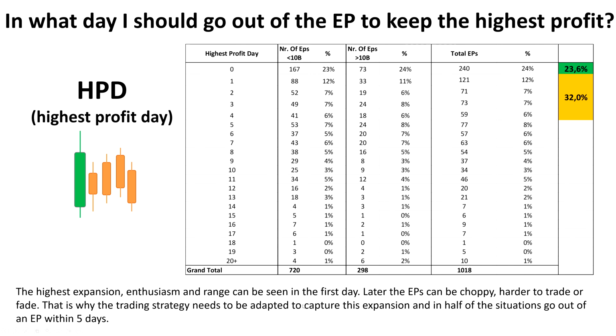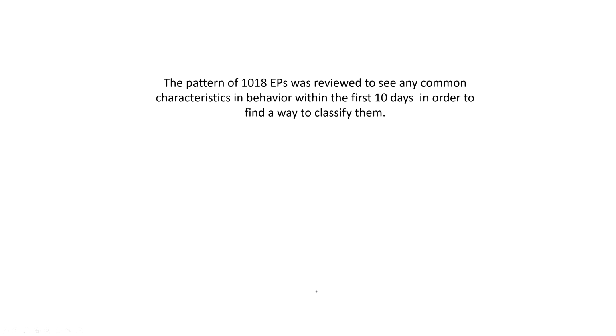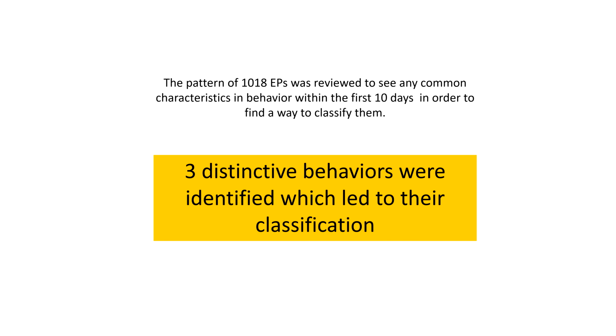Next, what did I do? The panel of 1018 EPs was reviewed to see any common characteristics in behavior within the first 10 days in order to find a way to classify them. So I asked myself, are they all kind of the same? Is there a way to classify them? Do they behave in the same way?